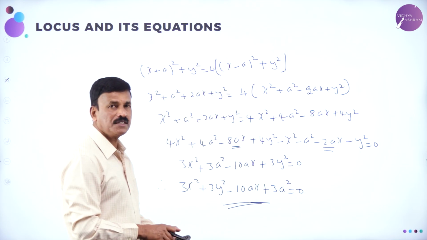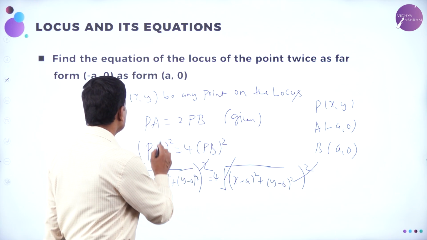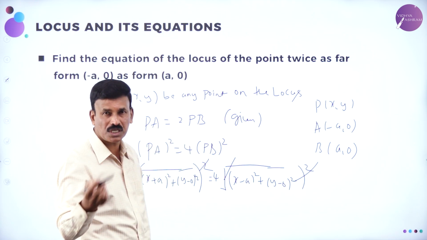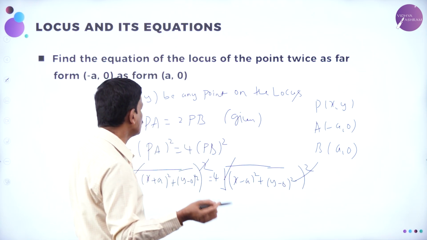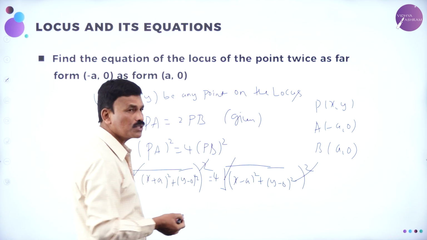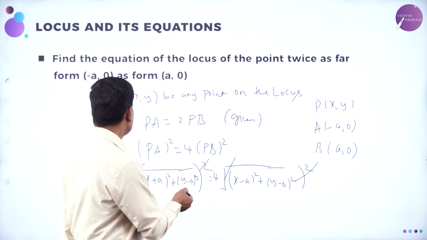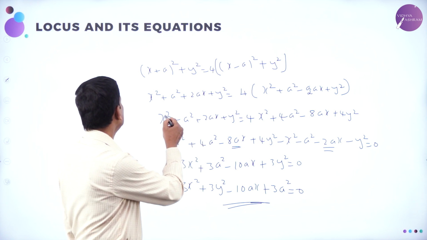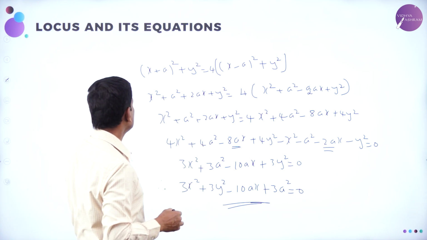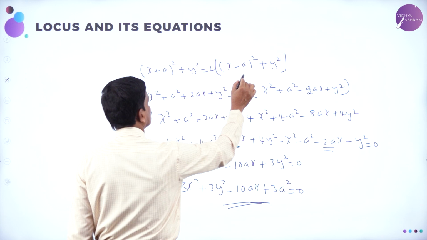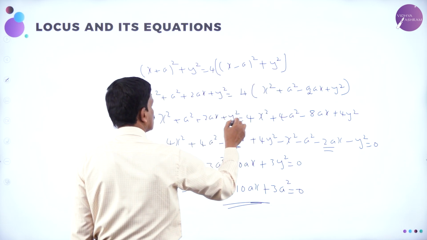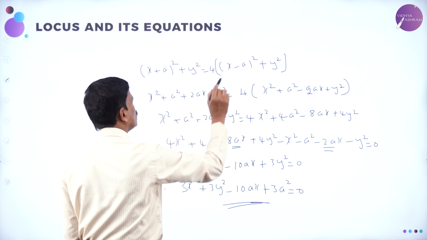Very simple. See here, just what is the condition given? The distance PA is equal to 2 times the distance, twice the distance means 2 times the distance PB. PA square is equal to 4 PB square. Just using distance formula, you will get (x plus a) whole square plus y square is equal to 4 times ((x minus a) whole square plus y square). Just apply (a plus b) whole square and (a minus b) whole square.